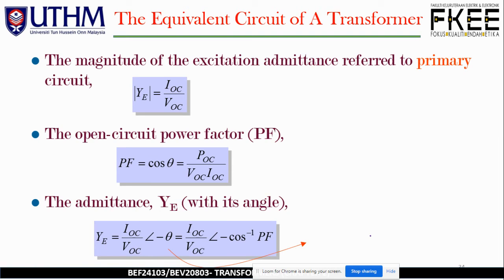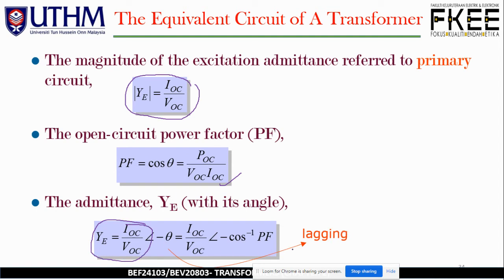So the magnitude of the excitation admittance, again referred to the primary circuit, so we have modulus YE. This is equal to IOC over VOC. OC means open circuit. Again, the open circuit power factor PF equals cos theta equals POC, open circuit, over VOC times IOC, and then the admittance YE with its angle. So YE equals IOC over VOC.